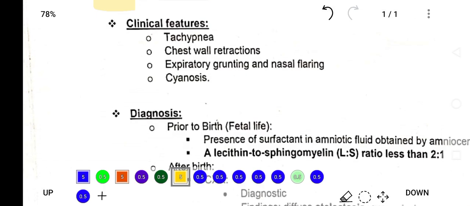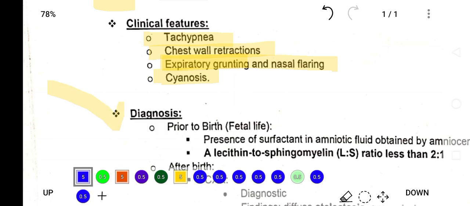Now coming to the clinical features of respiratory distress syndrome, the baby may develop tachypnea because there is deficiency of gas exchange, and chest wall retraction can be there. Expiratory grunting or nasal flaring will be there in the baby. There will be a grunting sound, and cyanosis. The baby will be blue in respiratory distress syndrome. In this way, a baby can develop respiratory distress syndrome.